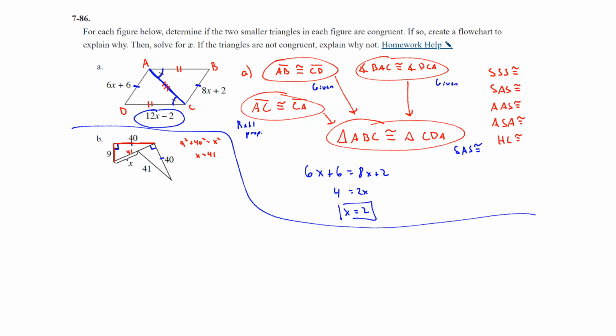We can also do the same thing. You'll notice that they're the same, 40 and 41, so that means this side length just right there of that triangle is a 9. So you can find all that information out.